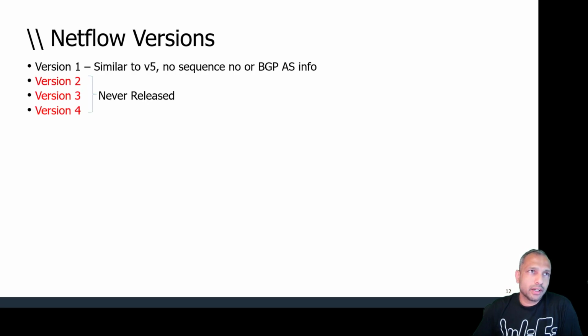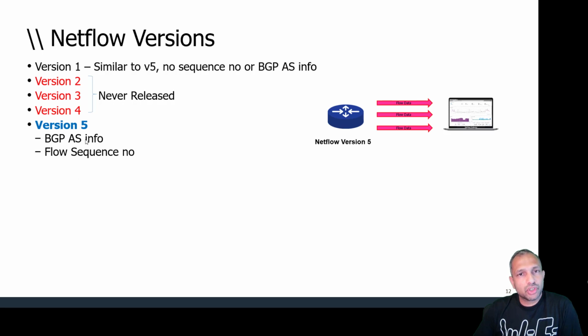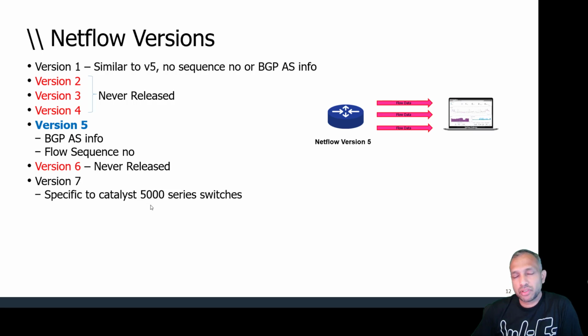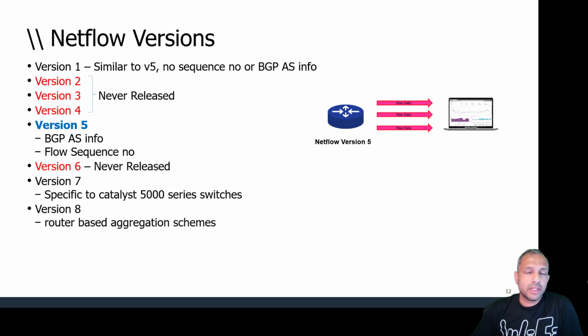Then there were certain versions, 2, 3, and 4, that Cisco never publicly released. The main version you will see, even on a legacy device today, is NetFlow version 5, the most common version. They added sequence numbering and BGP AS information. The important thing to remember is that NetFlow version 5 is a fixed template, where you don't have the flexibility of defining what information you want to monitor. It's a static, fixed version of the flow template, and every device exports those parameters when traffic flows through it. Version 6 was never released, and version 7 Cisco introduced specifically for Catalyst 5000 series switches. Then in version 8, they added some aggregation schemes.